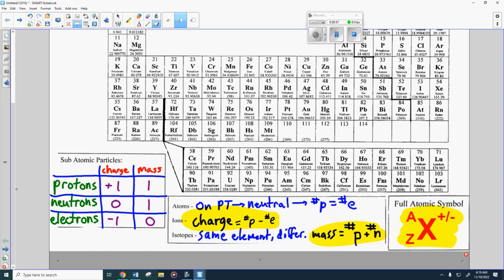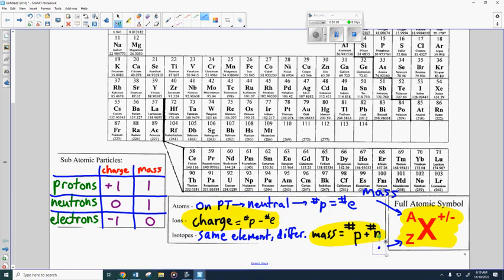Now, please notice on the right, we have our full atomic symbol. That's when we summarize all the information we know about a particular atom. So let's recall, A is the mass of that particular atom. And the Z is the atomic number, aka simply the number of protons, okay? So that's your number of protons. Number of protons, same thing.